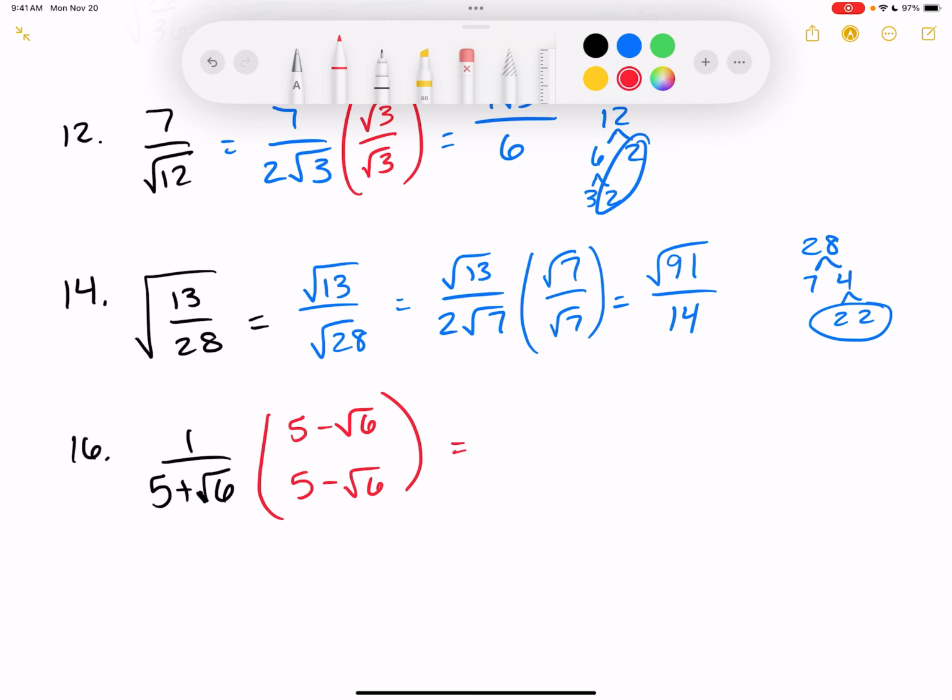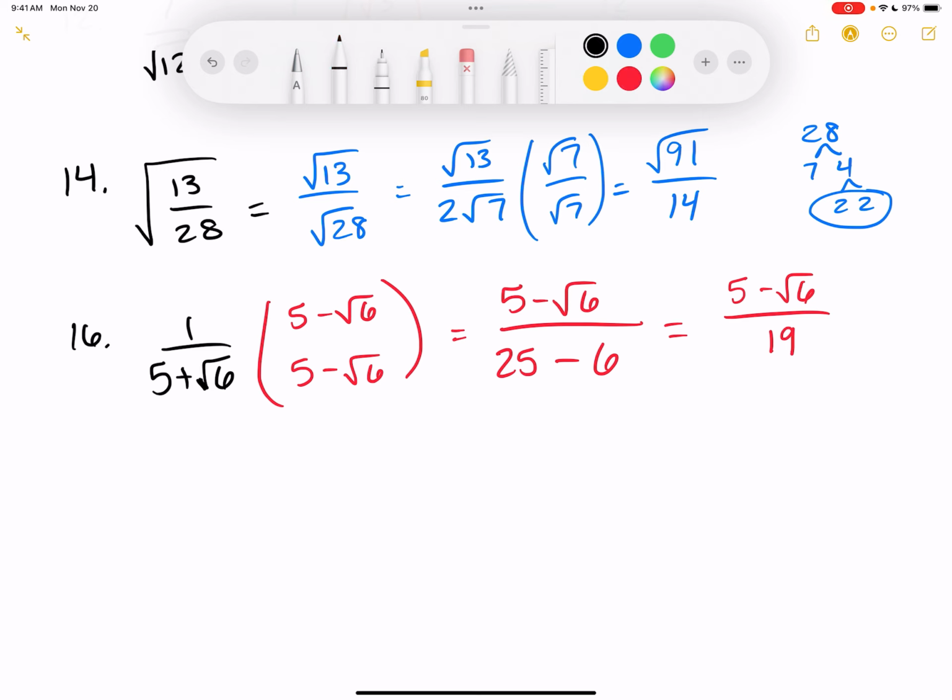Okay? So on top, I have 5 minus the square root of 6 over 25 minus, okay, because that middle term's going away. So then I have square root of 6 times negative square root of 6, which is just going to be minus 6. So this is going to reduce to 5 minus the square root of 6 over 19. And then I'm good because I have no square roots left on the bottom.